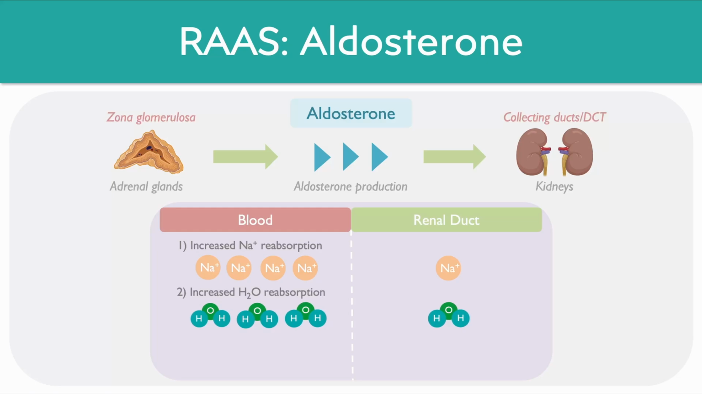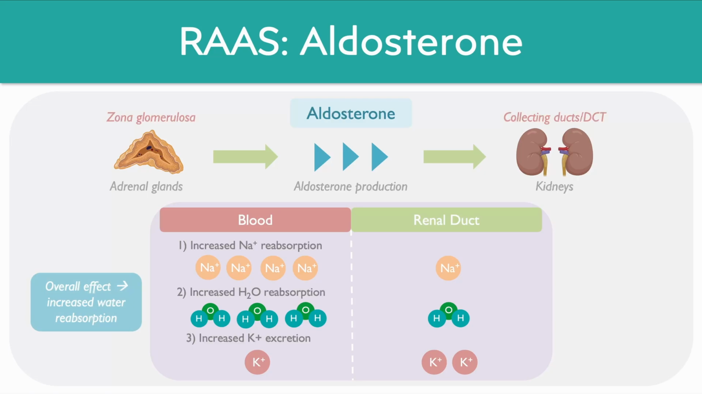Aldosterone also increases potassium excretion, so more potassium ions move from the blood into the renal ducts to be excreted into the urine. From the diagram, you can see that the end result involves more sodium and water in the blood, and this helps to increase blood pressure.